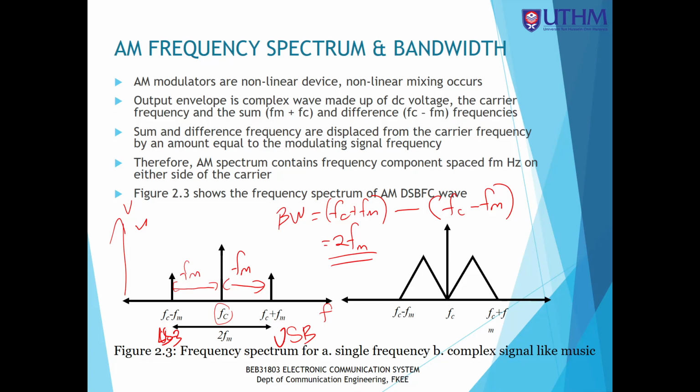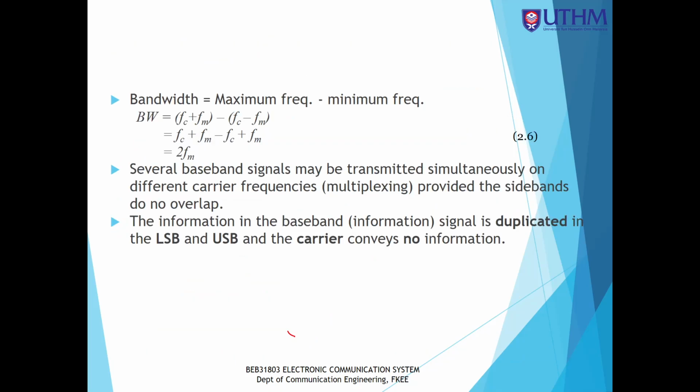So bandwidth for the double sideband full carrier is equal to 2 times the input message frequency. Okay, dalam sebutan hertz, in terms of hertz. Like this. Okay, so 2Fm. So you see that several baseband signals may be transmitted simultaneously on different carrier frequencies, multiplexing, provided the sidebands do not overlap. So that means we can transmit many input signals together using the carrier signal. Kita boleh melaksanakan, we can do the multiplexing process. We combine many inputs and then we transmit using AM. We can do that, no problem.